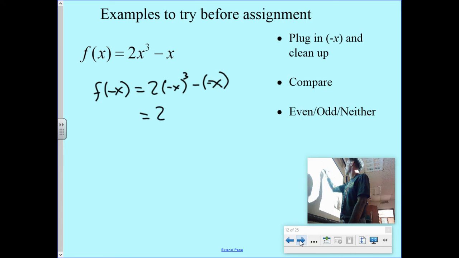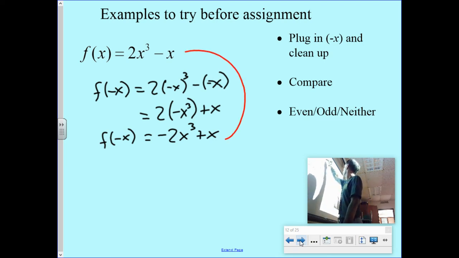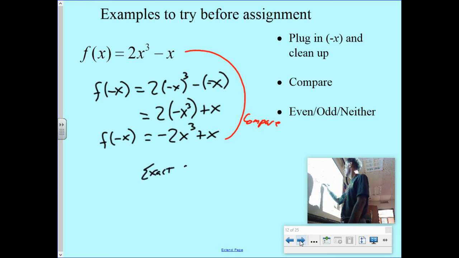So we can write that a couple different ways. We can do it that way, because it's still going to be a negative. And then that's going to be a plus x, negative times a negative. And then that negative can just move outside the parentheses since I'm just multiplying by that stuff. So it's really this. Okay, so now again, we compare, and we see that it initially was positive 2x to the third minus x. Now it's negative 2x to the third plus x. That is exactly the opposite. Again, all the signs changed. And if it's exactly the opposite, that means it is odd.